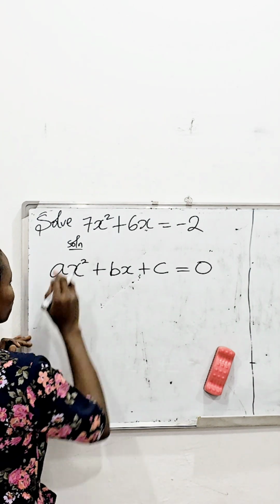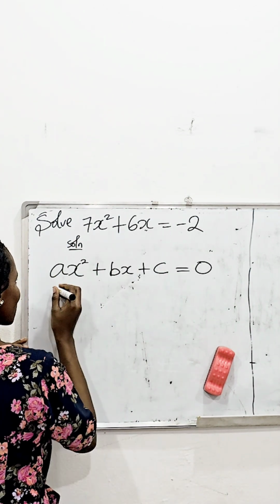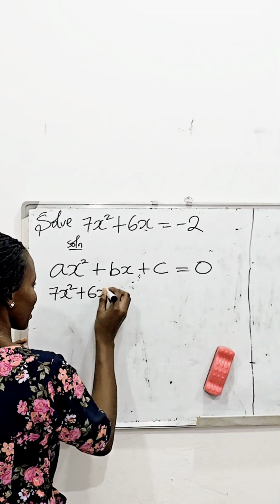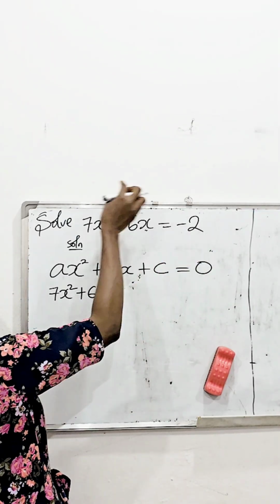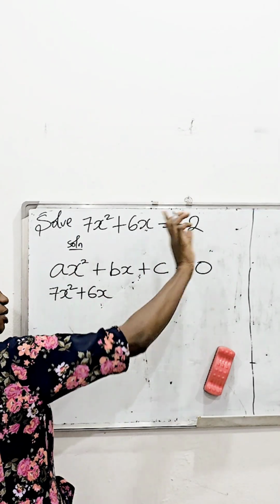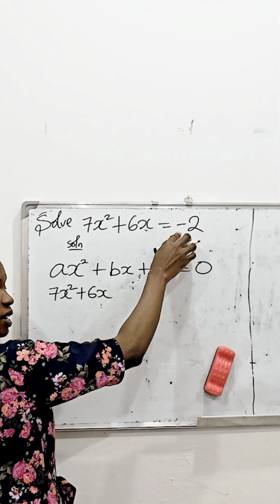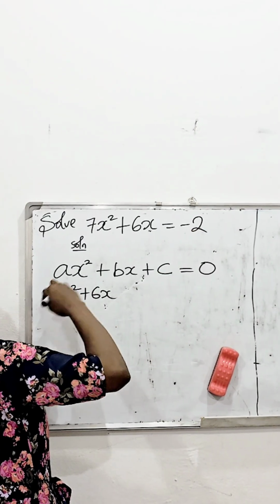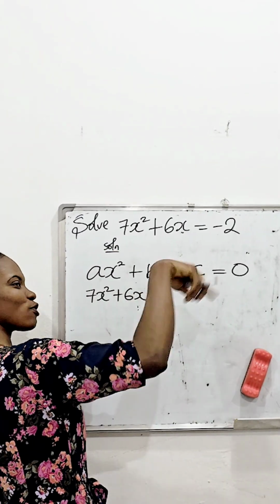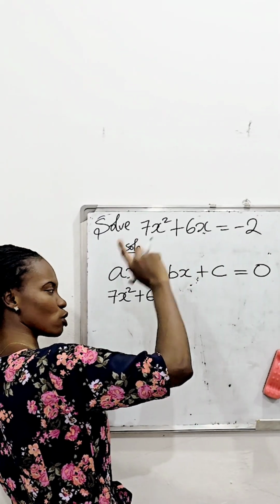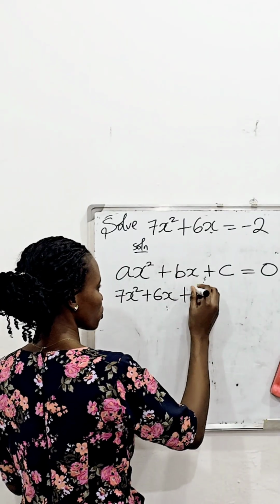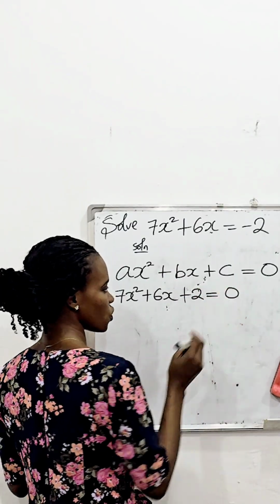Alright, so let's arrange this. I will have my 7x squared plus 6x. This minus 2, I'm going to bring it to the other side so that nothing will be there. And remember what I said: once a term crosses the equality sign, the negative turns to plus, and if it's plus, the plus turns to negative. That is, the sign will change. So this will change to plus 2 is equal to 0.